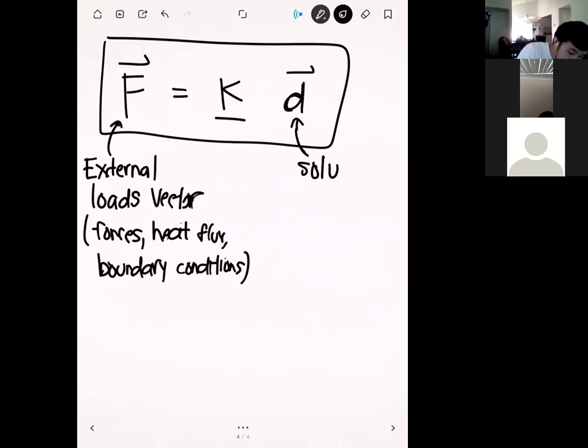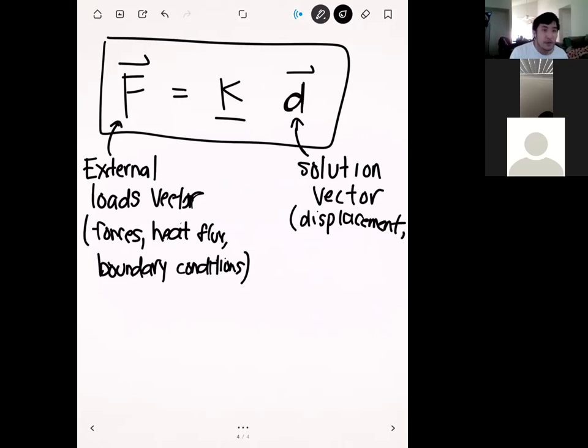And so the general term for our displacement vector here would be the solution vector. Okay? This is oftentimes what we're interested in solving for in a finite element context. For structural mechanics, this would be displacement. So we're solving for the displacements that result from our external loads or external forces. But this could also be things like temperature for heat transfer, or velocity if we're solving fluid mechanics.